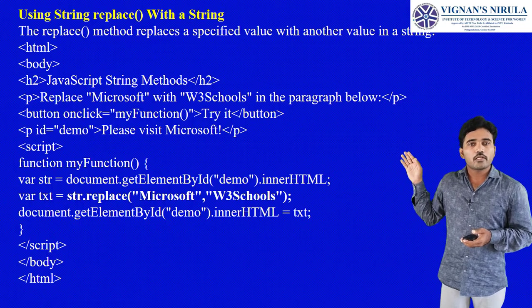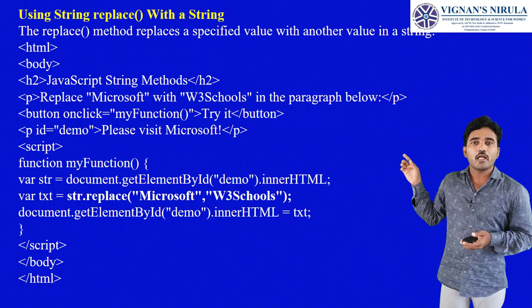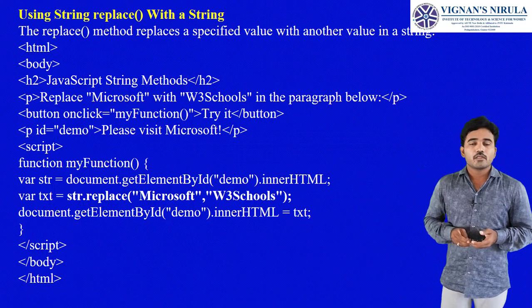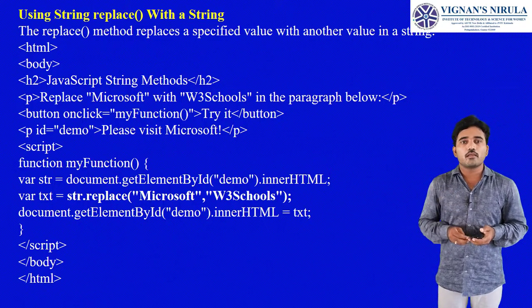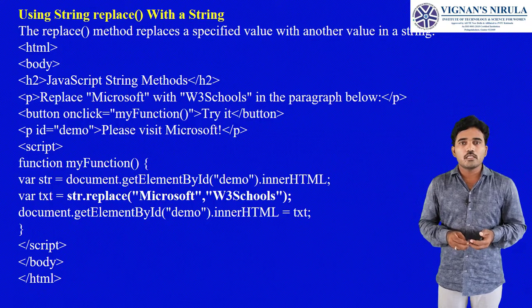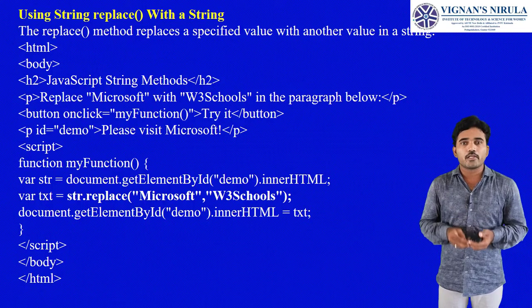Next I have created a button, and the name on the button is try it. Whenever I click on the button, I have used a mouse event, onclick. So onclick equals the name of the function I am invoking, myFunction.